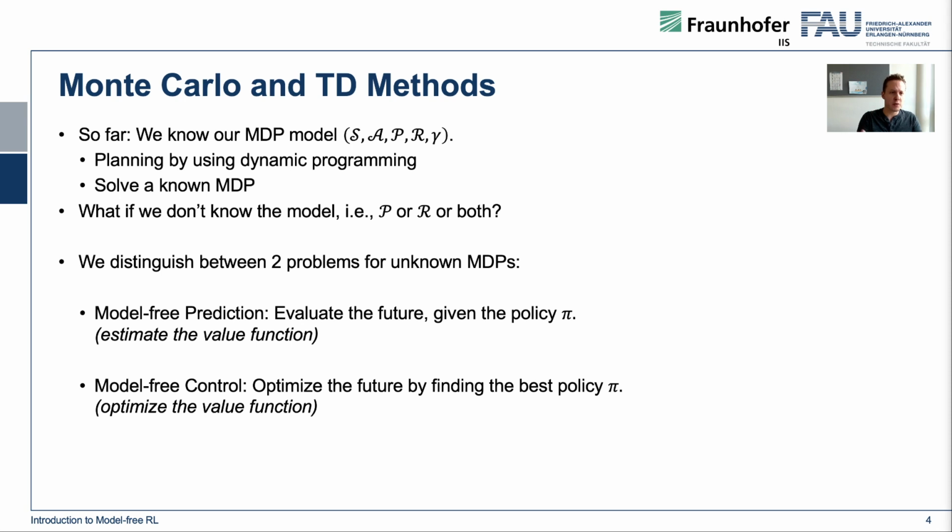We distinguish between two problems for unknown MDPs. The first one is model-free prediction. How can we evaluate the future given a policy pi? How can we estimate a value function if we follow a policy pi? We call this model-free prediction. And the second one is model-free control, which asks how can we optimize the future? How can we optimize the value function, or the expected return, by finding the best policy pi?